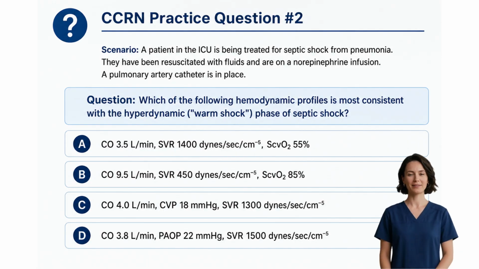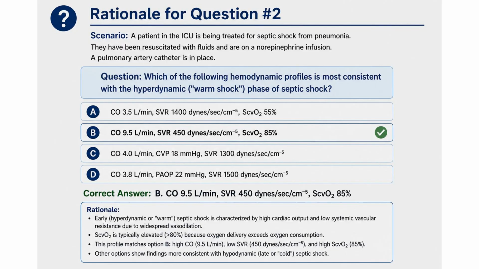Let's try another one, this time focusing on hemodynamics. A patient in your ICU is being treated for septic shock from pneumonia. They have a PA catheter in place. Which of the following hemodynamic profiles is most consistent with the hyperdynamic or warm shock phase of sepsis? Pause the video to take a look at the options. The correct answer here is B, a cardiac output of 9.5, an SVR of 450, and an SvO2 of 85%.